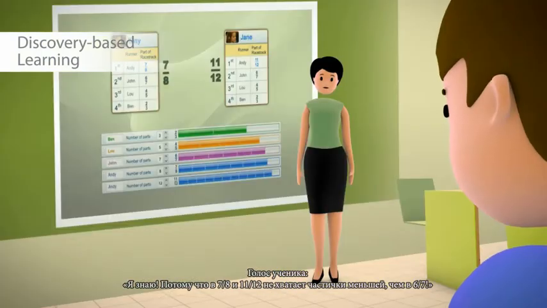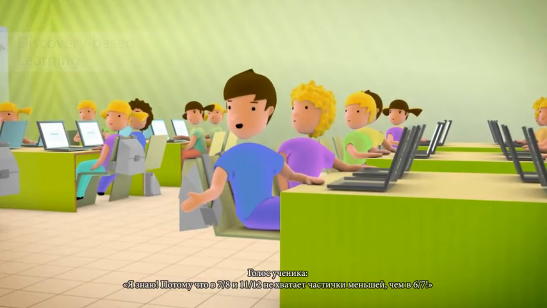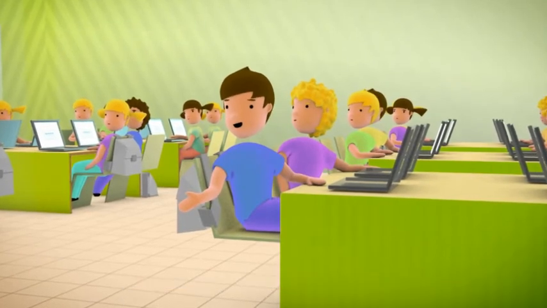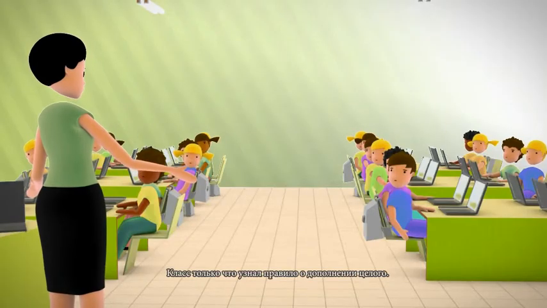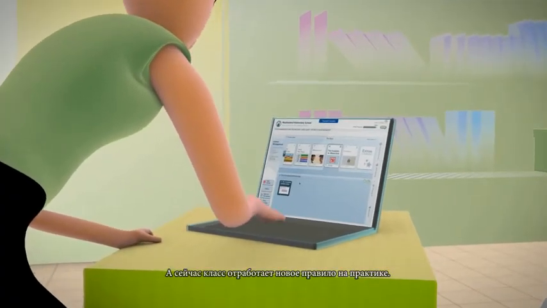I know, because 7/8 and 11/12 are missing a smaller part than 6/7. The class has just discovered the complete to whole rule. Now it's time to practice the new rule.